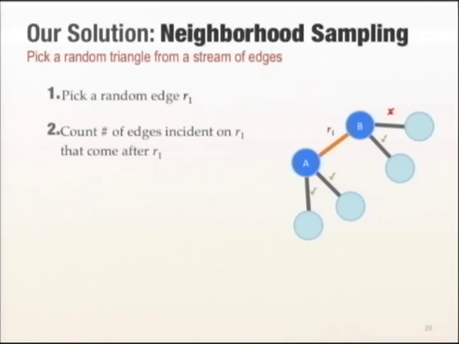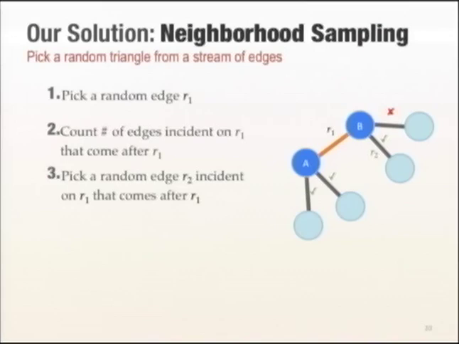Now, we're going to pick a random edge, R2 incident on R1, that comes after the first edge we pick. So among these 3 choices, we're going to pick one of them uniformly at random. So let's say I pick that guy. Okay. And then finally, I'm going to test whether that edge, the edge formed by R1 and R2, is ever closed by an edge that comes later on. So basically testing whether the purple edge exists in the stream.